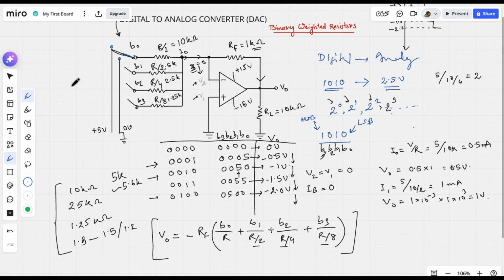So an attractive alternative is to use R-2R resistors for D2A converters, since it requires only 2 sets of precision resistance values. What the R-2R resistor is and how we can convert digital to analog, we will see in the next video. So I hope you have understood how these binary weighted resistors work, how we can simplify the logic into the summing amplifier, and how we have obtained the generalized output equation.